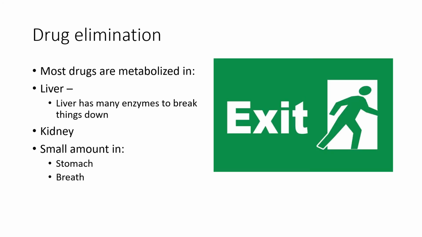Drug elimination. Most drugs are metabolized in the liver. The liver has many enzymes to break things down and produces more of these enzymes. They can also be metabolized in the kidney. A small amount can be metabolized in the stomach or eliminated via the breath.